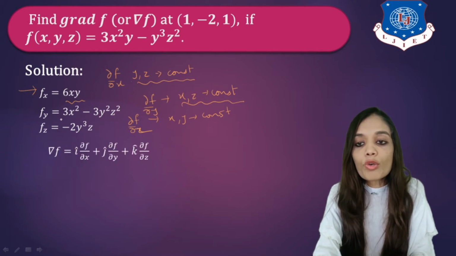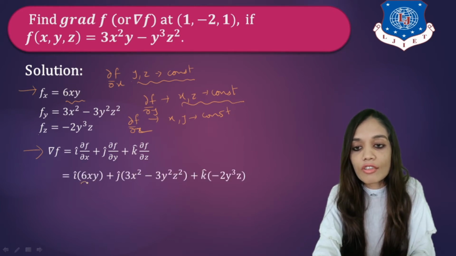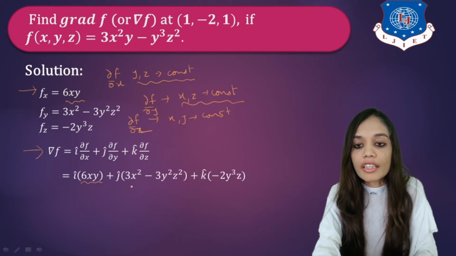Next, let us put the values of fx, fy and fz in our formula of gradient, which is given by del f = i cap del f by del x + j cap del f by del y + k cap del f by del z. Now put fx, that is 6xy, fy, that is 3x square minus 3y square z square, and lastly put fz, that is minus 2y cube z.